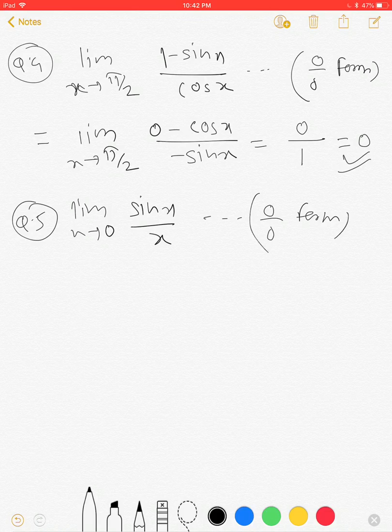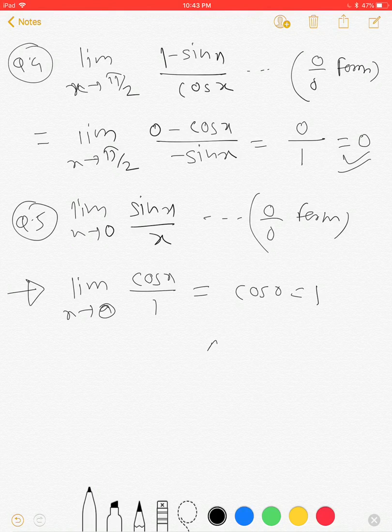Here the function is only in 0 by 0 form. So by using L'Hopital's rule, differentiate numerator and denominator. The derivative of sine x is cos x, the derivative of x is 1. So as x tends to 0, cos 0 is 1. So our final answer is 1.